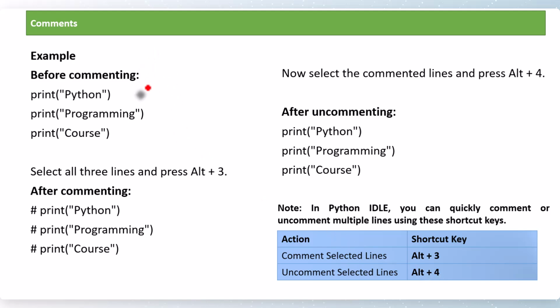For example, you see that I have these three lines. You can select these three lines and press Alt 3 so that all statements will become comments. Again, if you want to uncomment all these lines, then you can select all the lines again and press Alt plus 4 on the keyboard. So again, they will become statements. Like this, you can use the shortcut keys Alt plus 3, Alt plus 4.